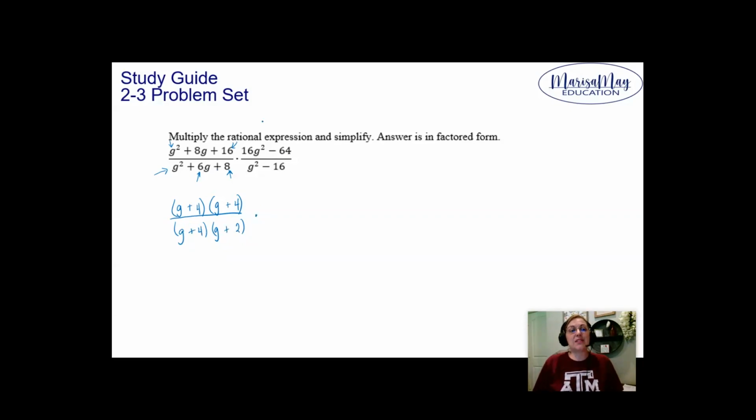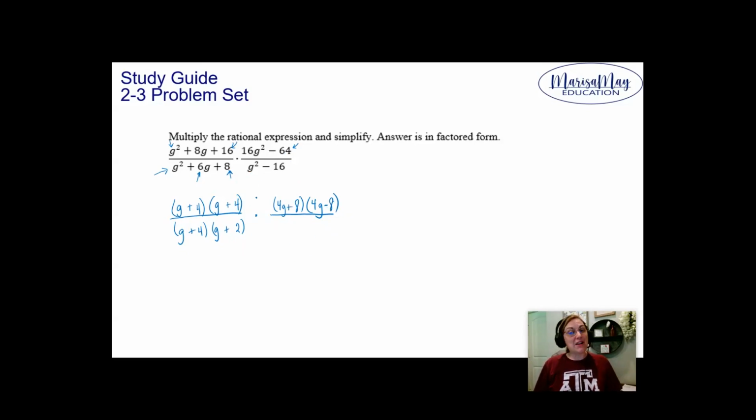All right, let's go to the top left. I'm sorry, top right now. You're going to have your two parentheses in this one. Now notice there are only two terms here. So this is going to be a difference of two squares because I've got a subtraction between them. So what is the square root of 16g to the second? That's 4g and 4g. And then what's the square root of 64? That's 8 and 8. And one gets a plus, one gets a minus.